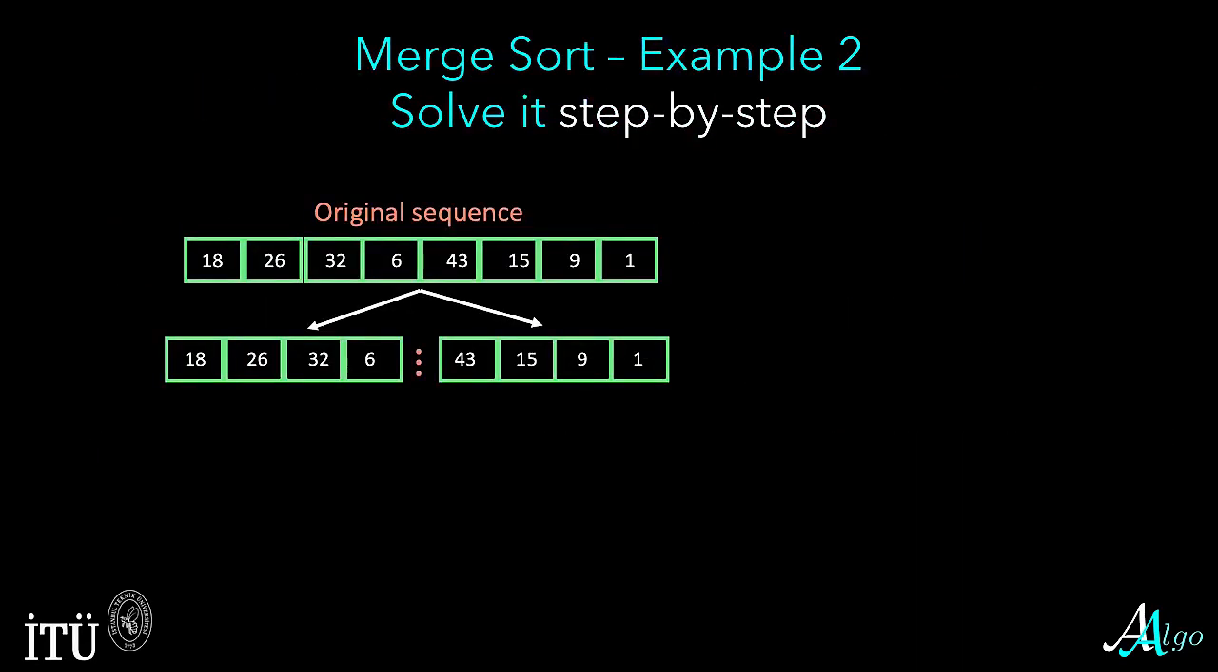Let's look at this demo. The original sequence, as you can see, is the original array. It is unsorted. So first thing, we divide it into what? Left subarray and right subarray. So this is the division step.